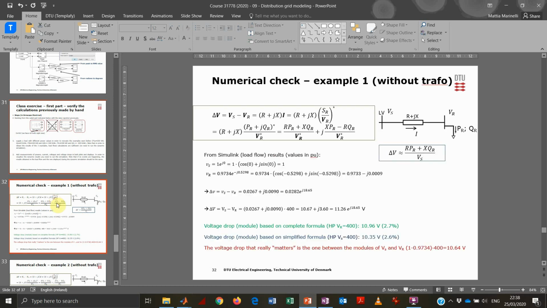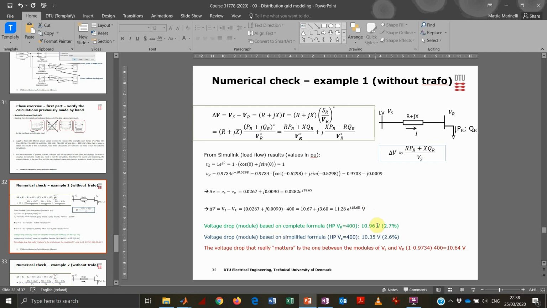So coming back to the slide, we basically see the results here. So this one was just the calculation that we did by hand using the formula, which is just a derivation of the Ohm law for this particular case. The complete formula would include the whole voltage drop, and the simplified formula just includes instead the real part of the voltage drop. And we get here the results.